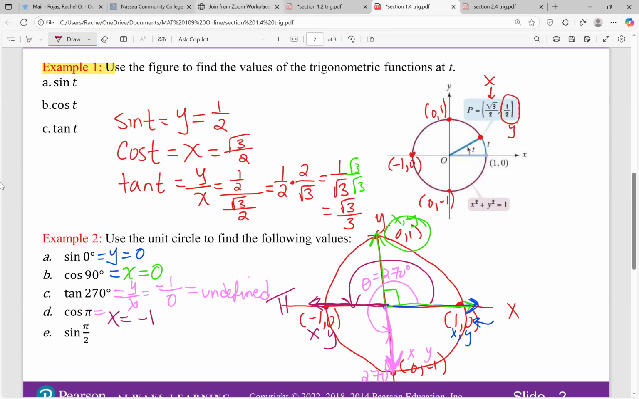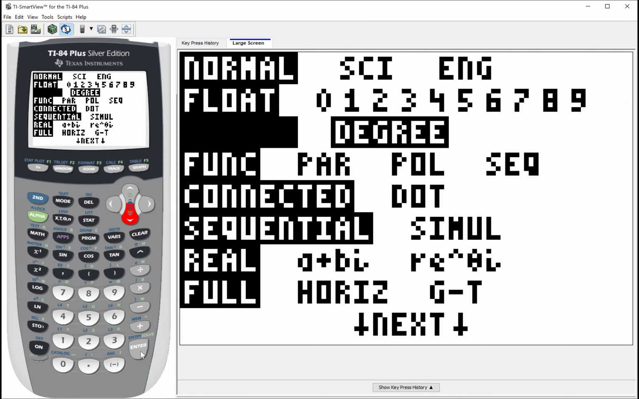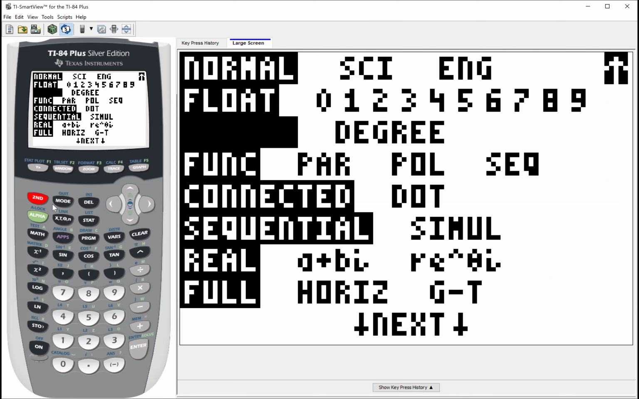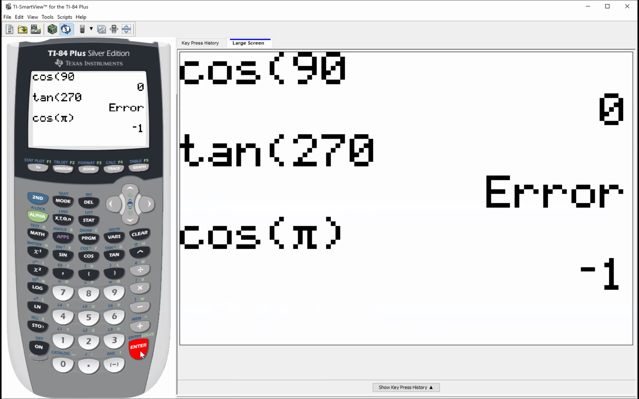And let's confirm that in the calculator. Make sure you're in radian mode now, though. So mode, let's go back to radians. And we want the cosine of pi. And we get -1.